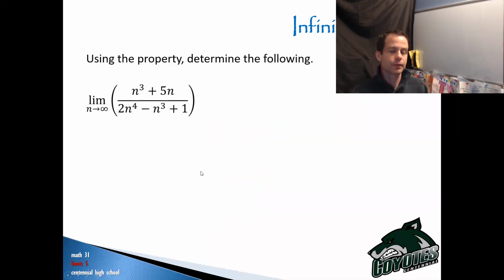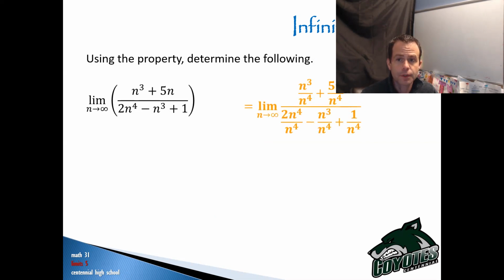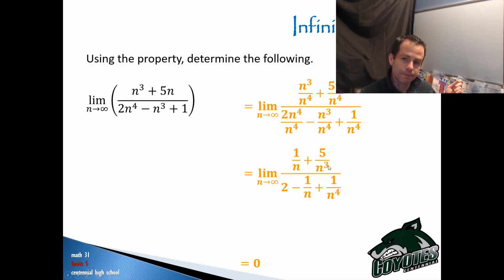Give this guy a try. Now, I can see right away that the highest exponent in the denominator is n to the 4. So everything gets divided by n to the 4. I need to see this in your communication. Okay, so this is going to simplify. Oh, my animation's off. Spoiler alert, the answer is 0. But that's okay. So this simplifies to 1 over n plus 5 over n cubed. And then I've got a 2 minus 1 over n plus 1 over n to the 4.